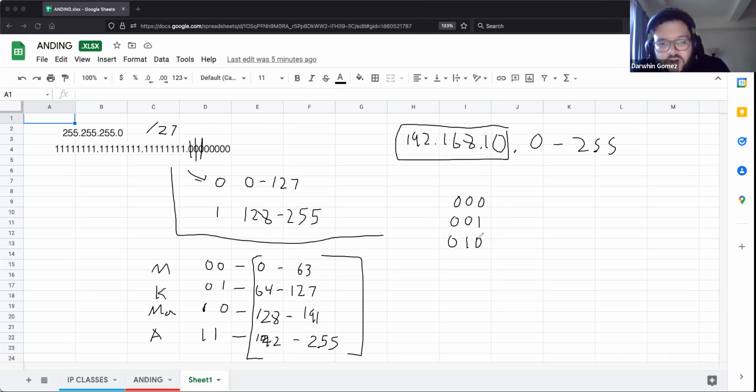Now you know that you have 8 possible networks, you take the total amount of possible IP addresses, which is 256, and you divide that by 8. Basically each section of 8 would tell you where those ranges are. So 000 would be 0 through 31, and then that would be 32 through 63.